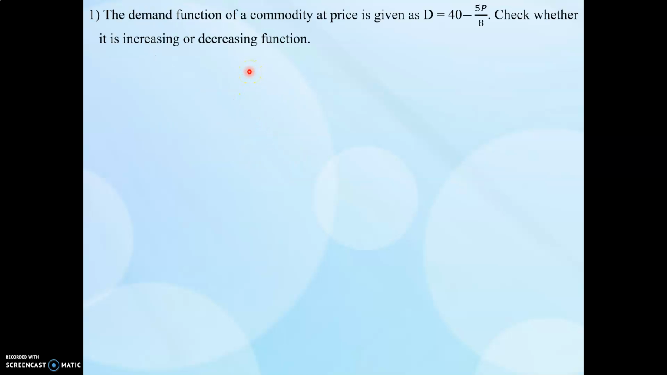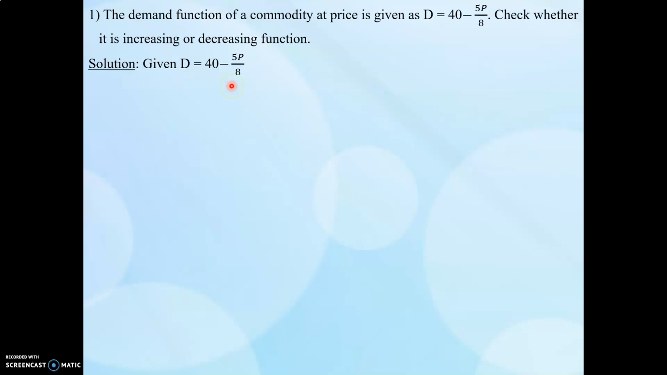So the first question is: the demand function of a commodity at price P is given as D is equal to 40 minus 5P upon 8. Check whether it is an increasing or decreasing function. So in this question, the given function is D is equal to 40 minus 5P upon 8.